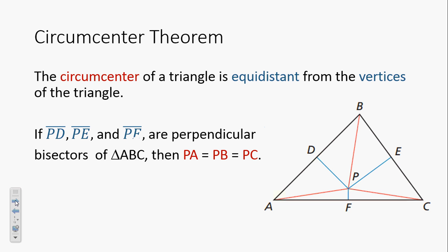If segment PD, segment PE, and segment PF are perpendicular bisectors of triangle ABC, then PA will be congruent to PB, will be congruent to PC. It'll be equal distance to the vertices. So one more time. Take the perpendicular bisectors of a triangle. Their point of concurrency is the circumcenter. The circumcenter is equidistant from the vertices. Turn and teach.